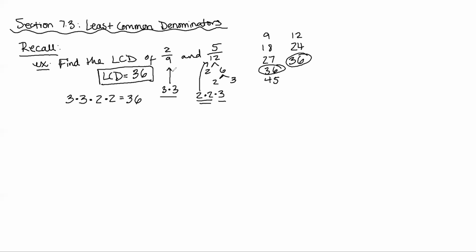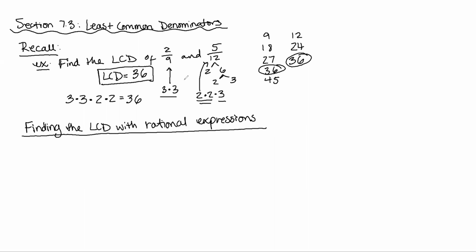So let's go ahead and I'm going to first write out directions for finding the LCD with rational expressions. So if you see regular fractions like 2/9 and 5/12, you definitely do not have to go through and factor those numbers. Just do it the normal way. Sometimes you can tell just by looking at the numbers. With rational expressions, we will have to factor though.